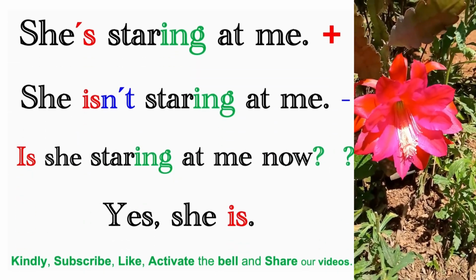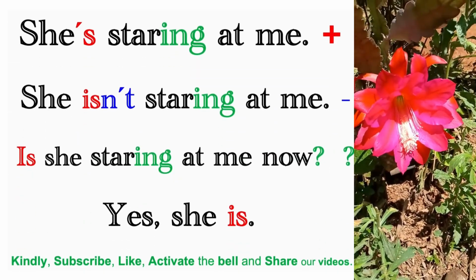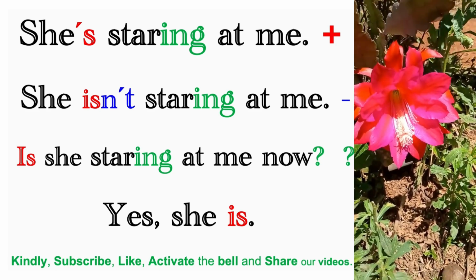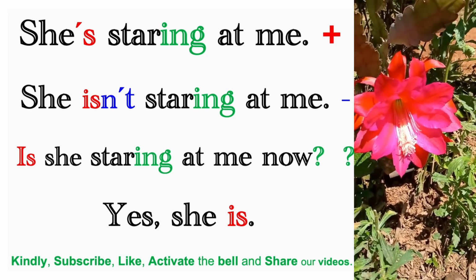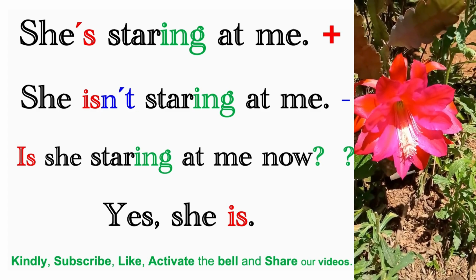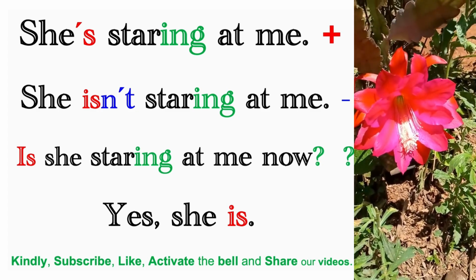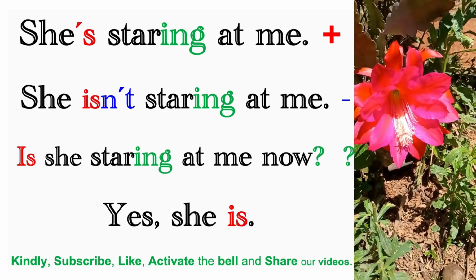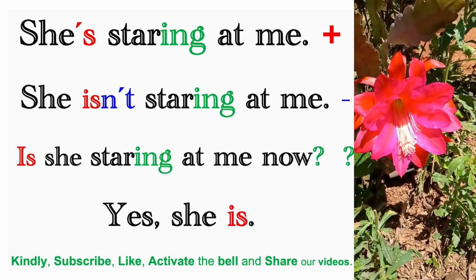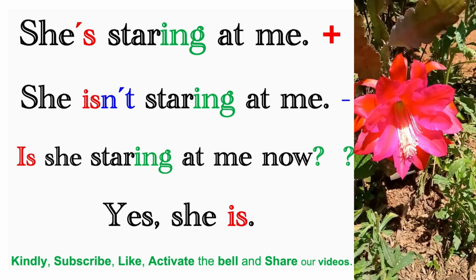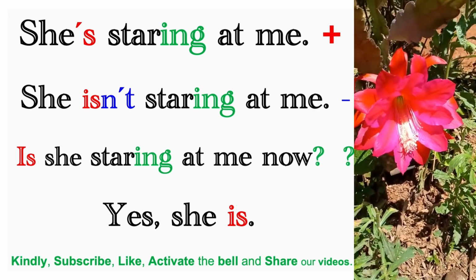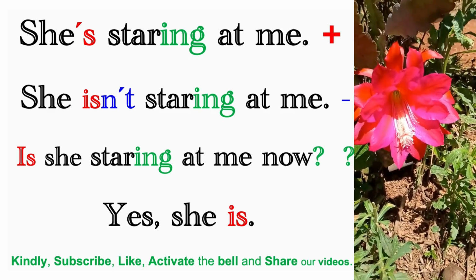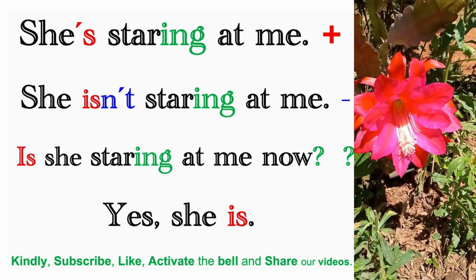She's staring at me. Verb stare, it means to look at someone with fixed eyes for a certain time. She's staring at me. She isn't staring at me. Is she staring at me now? Yes, she is. So as I repeat, stare means to look for a long time at a person or at a thing or whatever.